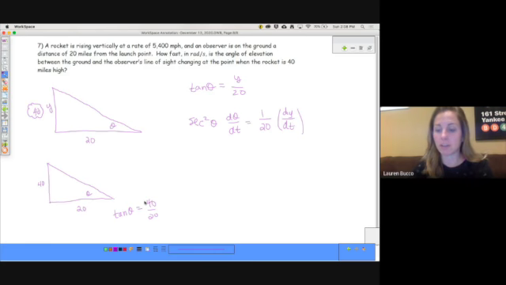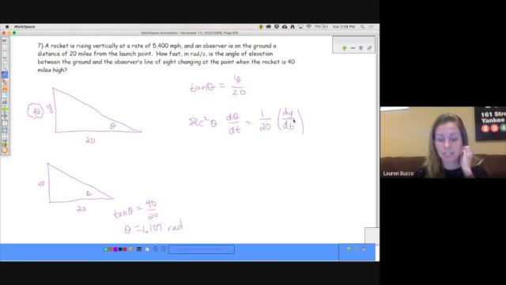I was just doing navigation problems with pre-calc. You guys remember those? Got to be in degrees for that. 40 over 20, is that what we said? So I'm getting that my theta is, and we're going to round accurately, 1.107 radians. Okay, so that's theta. I have that there.